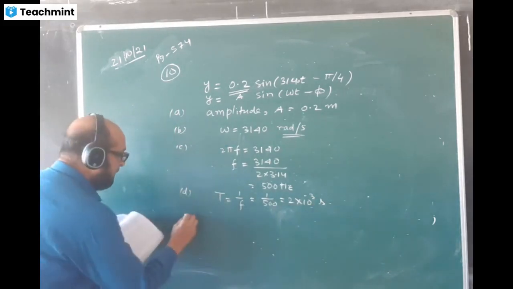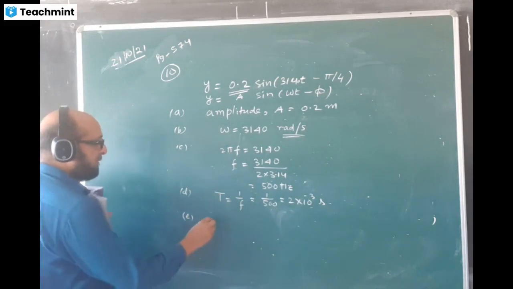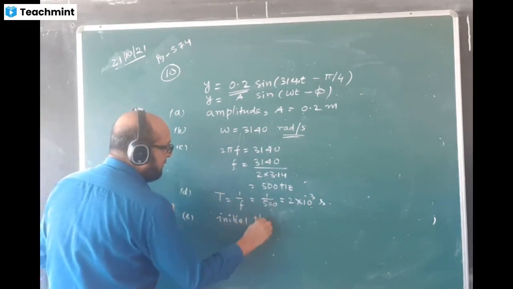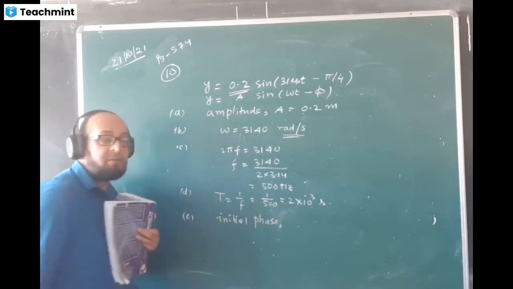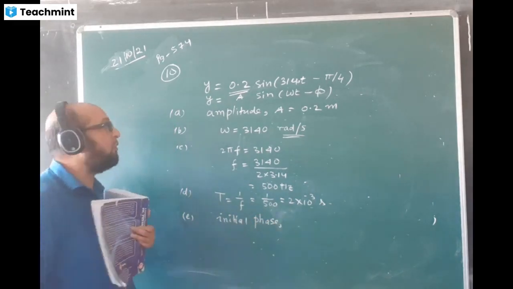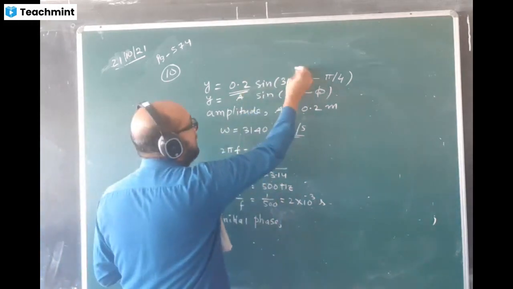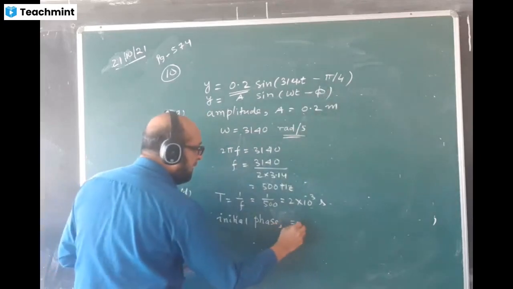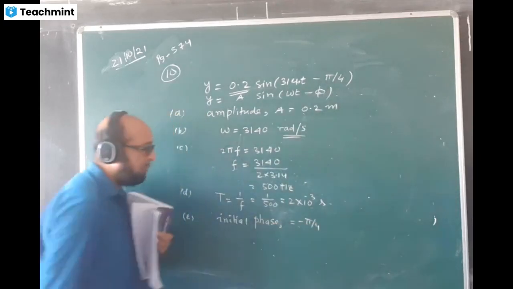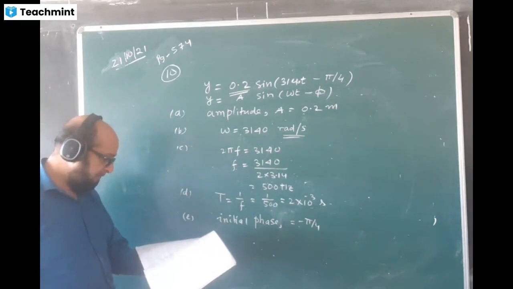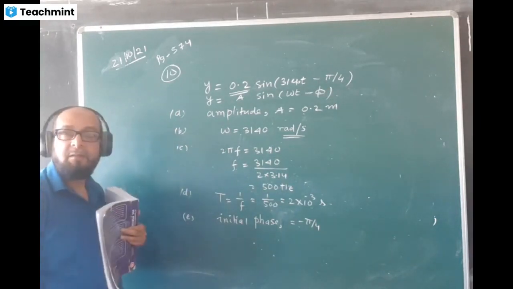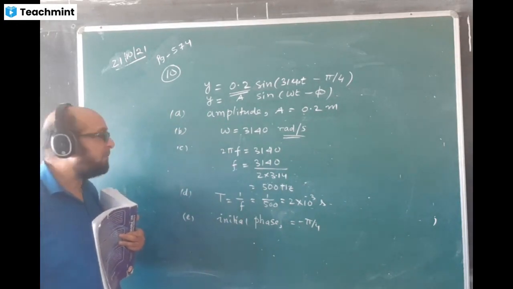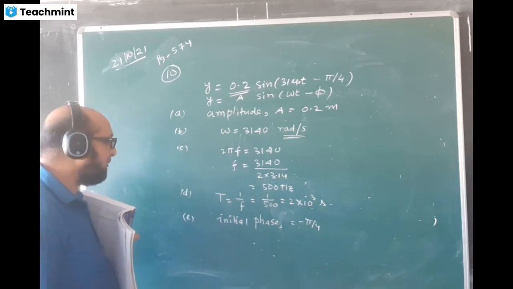Now E. Initial phase. Write down here initial phase. Initial phase to find, we will take time value 0. In the equation, if you put t value 0, how much is the value of angle becoming there? Minus pi by 4. We will be writing here minus pi by 4. If you put the value of pi 3.14 divided by that, answer also is okay, but just keep it like that only. Initial phase value is minus pi by 4.